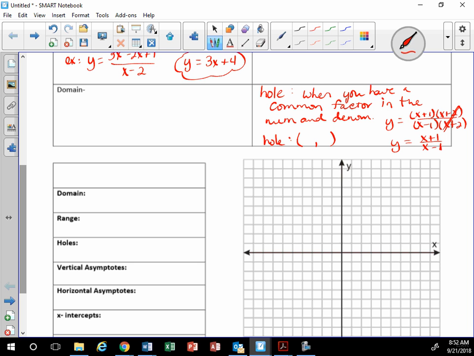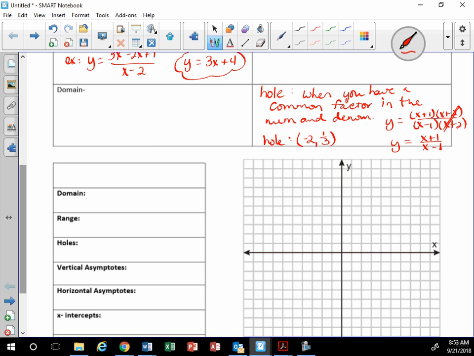-2, okay. How do I find a y value of my hole? Plug it into the new one, the reduced one. Yeah, so if I plug a -2 in there, what do I get? One-third, good. It's -1 over -3, so 1/3. And then question for you guys, this canceled out. Do you think I have an asymptote at x equals -2 also?